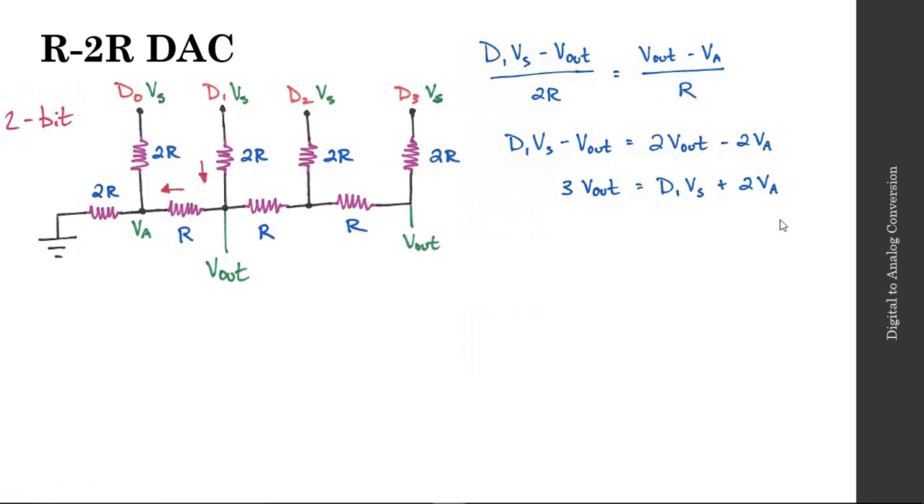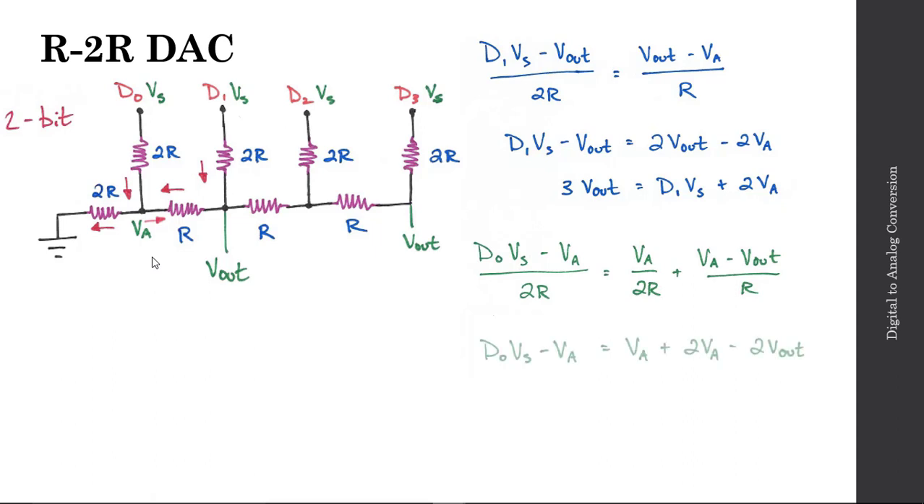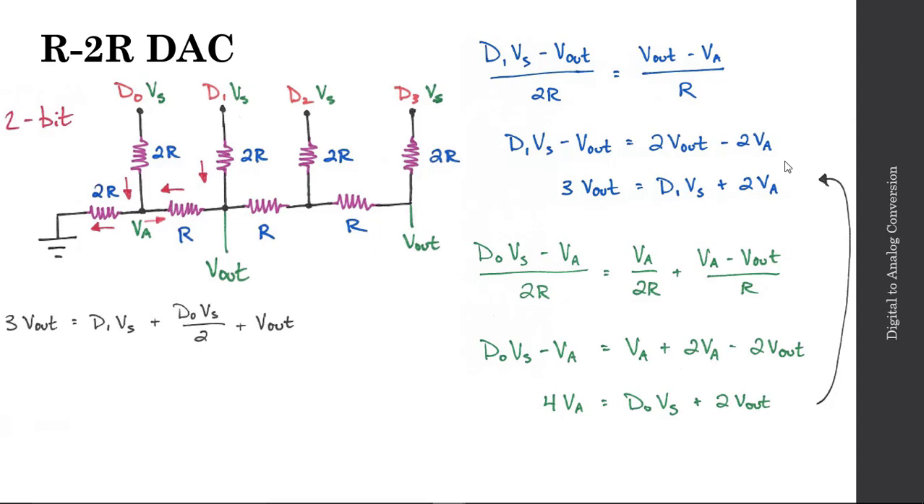I can accomplish that with Kirchhoff once again and applying Kirchhoff to these currents. So I'll be looking at this node now to try and get a description of VA. So if I apply Kirchhoff, I end up with the following description. And once again, we can cross multiply and simplify. So we now have a description of VA and we can plug that back into our original equation. So ultimately we end up with 3 V out is equal to D1 VS plus D0 VS over 2 plus V out. This simplifies down to V out is equal to quantity D1 over 2 plus D0 over 4 all times VS. And so this is the definition of my output voltage for my 2-bit R2R DAC.